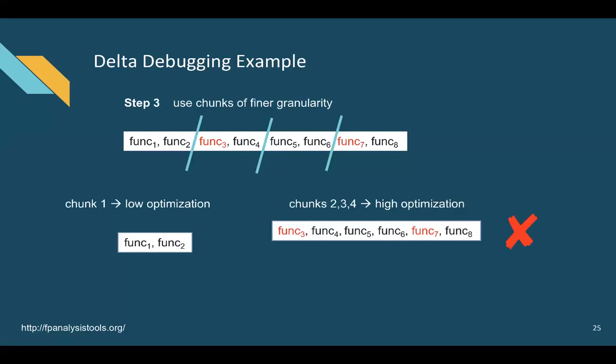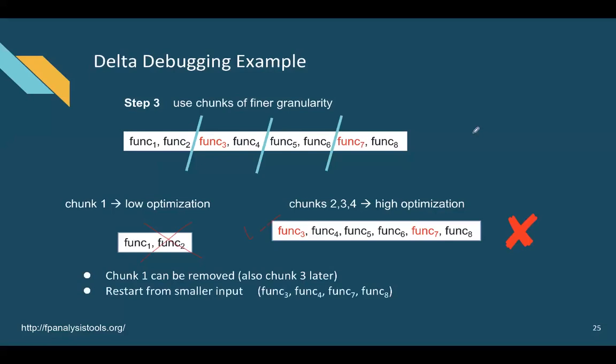And in this case, we see the problem. We see that we have an incorrect answer. This is the case because 3 and 7 are in this chunk where we use high optimization. So now we can safely remove chunk 1 from the search, and then we continue with the second chunk. We continue doing the same algorithm. And at the end, the algorithm tells us that 3 and 7 are the ones that cause the problem, because when you compile only those two with high optimization, you see this error.